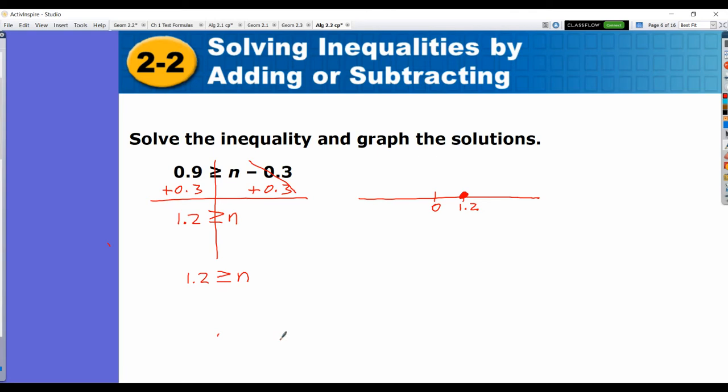So that's what I want to show. Okay, since my point is over here with the n, that means n is smaller. So I'm going to arrow over that way to show all the numbers smaller than 1.2 are possible answers.